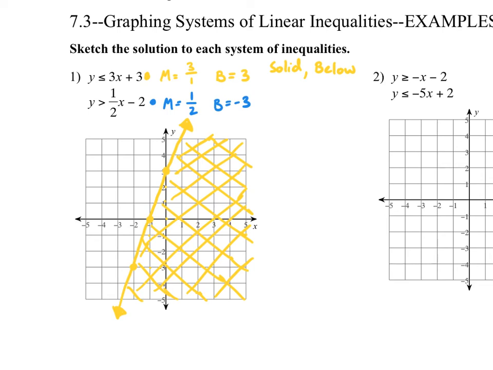Now, as I look at this, what kind of line is it going to be? Dashed. It is going to be a dashed line, okay? The reason it is dashed is because it is not the "or equal to." Y'all with me? So, as I come in here and create, what's up?